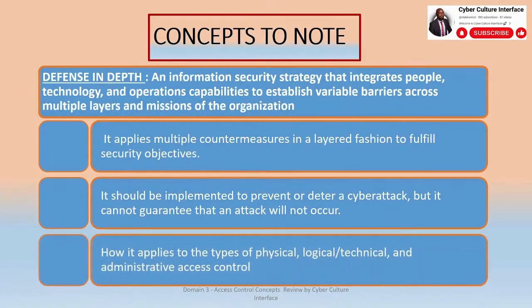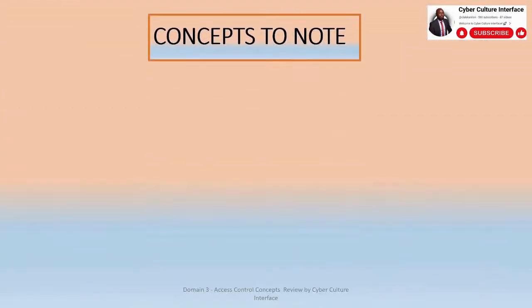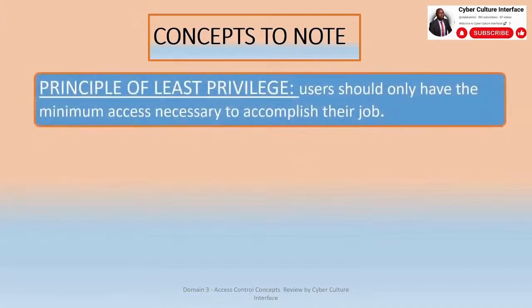Another thing about defense in depth is how it applies to the types of physical, logical, technical, and administrative controls, or administrative access controls, that you have in place. So you need to understand how defense in depth applies to the different types of access control: physical, technical, and administrative. Another concept you need to understand is the principle of least privilege.